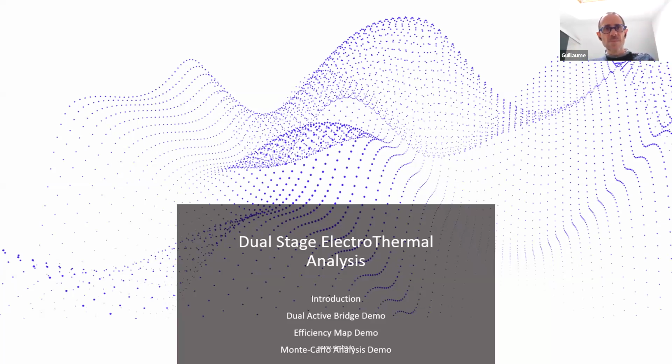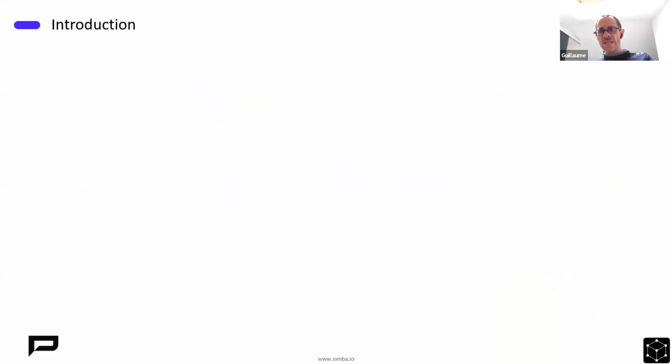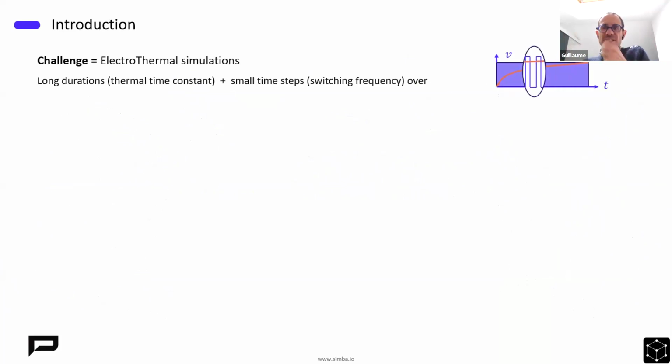So about the principle, one of the biggest challenges with electro-thermal simulation of power converters is the required computation time. Indeed, long durations are necessary to simulate the thermal behavior because of the thermal time constants, whereas small time steps are required because of the simulation at the switching frequency scale.